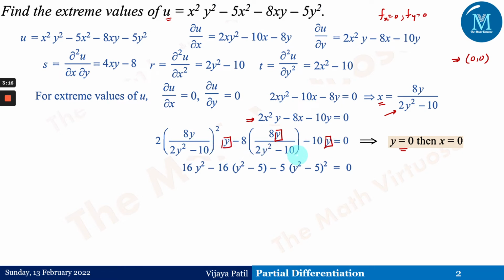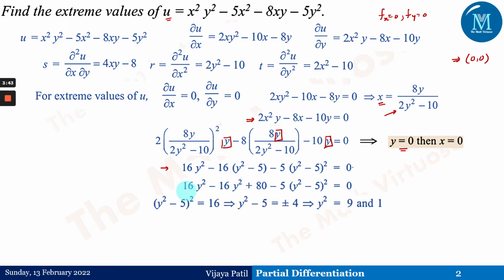After taking this y out, and going ahead with 2y square minus 10 the whole square, we get the equation 16y square minus 16 into y square minus 5 equals 0. That means we have taken 2y square minus 10 out from here and done the rest of the things. We take the LCM of this term, and the simplification gives 16y square minus 80 minus 5y square minus 25, the whole square after expanding.